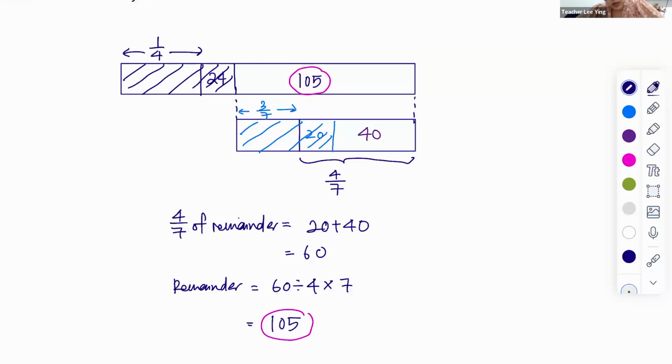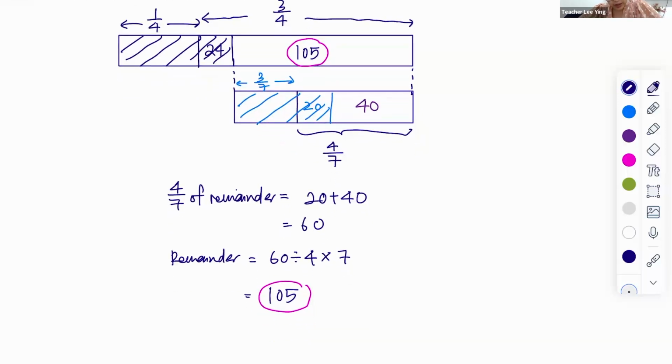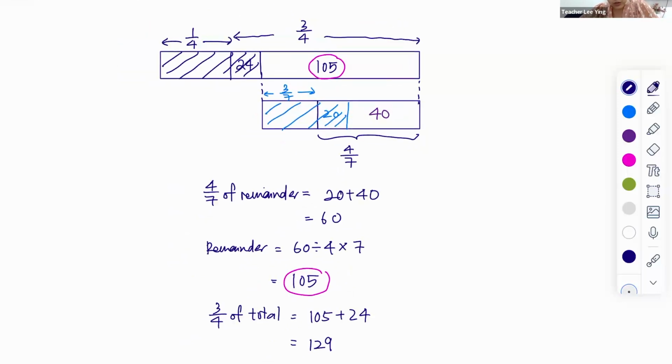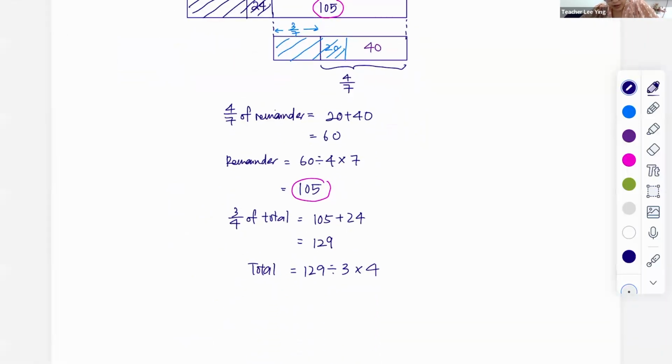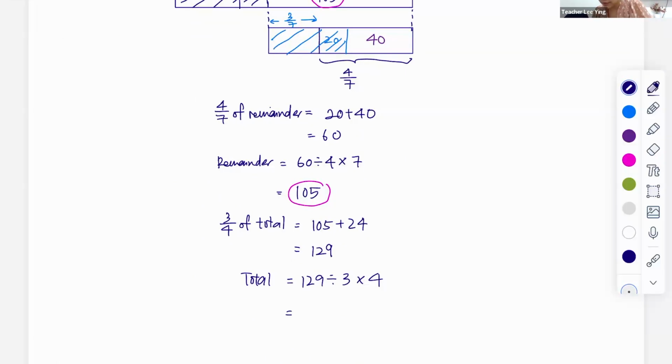Now what do I do next? I know then this will be 3/4 of the total. And how do I find 3/4 of the total? I know it's 105 plus 24, which is 129. So to find the total number of cards, I need to find from 129: I divide by 3, multiply by 4. I can easily do this to get 172. And that is my answer.